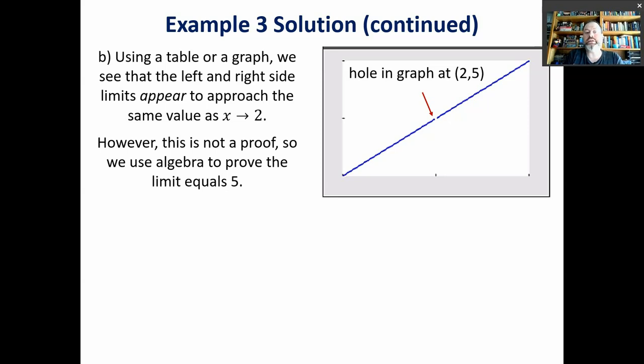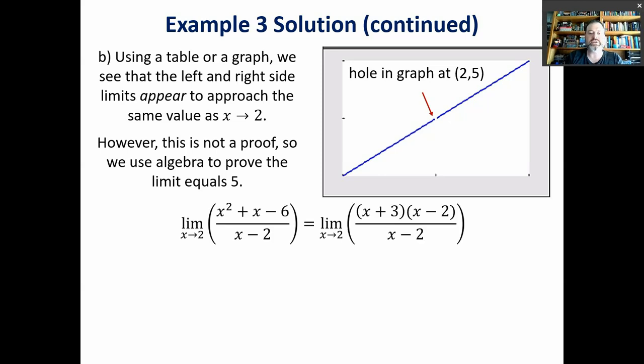So both of these limits appear to approach the same value. That means that limit should exist, so if we go looking for it, we should be able to find it. So here's how you find a limit using algebra if you can't just plug the number in. Remember, 2 is not in the domain of this function. So we have to use algebra, right? Here's our function. 2 is not in this domain, so I can't just plug it in.